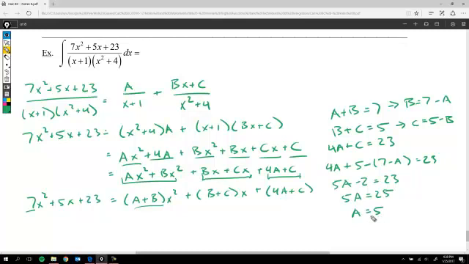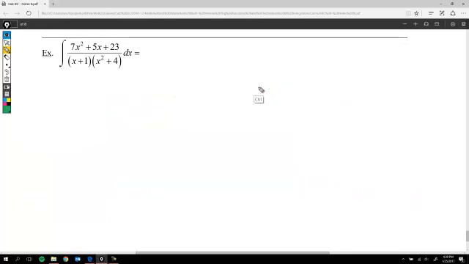Alright, so I get A to be 5, if I plug that into here, I get B to be 2, if I plug this into here, I get C to be 3. Alright, so my partial fraction decomposition finally looks like this. 5 over x plus 1 plus (2x plus 3) over (x squared plus 4). Okay, so now I can integrate this. It's going to be a bit extra, but that's fine. Right, so in my integral, I have 5 over x plus 1 plus (2x plus 3) over (x squared plus 4) with respect to x.